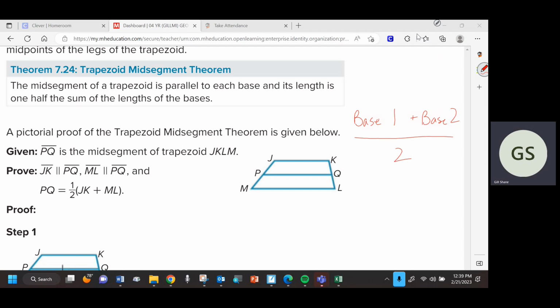And that equals the length of the mid segment. By base one and base two, I mean the lengths of those. So the length of base one plus the length of base two, divided by two, is the length of the mid segment. That's your formula. You're going to use that for every problem that has to do with the length of either the bases or the mid segment, which we're going to do some in a minute.